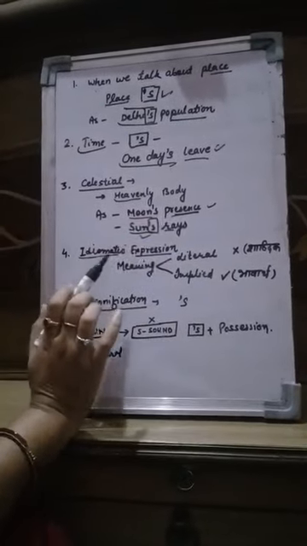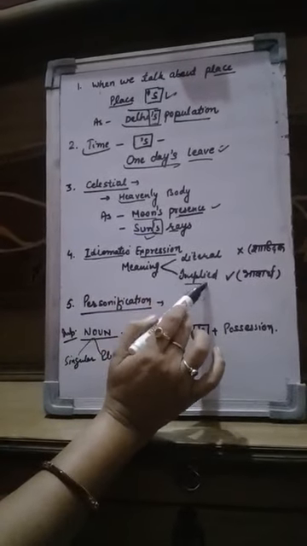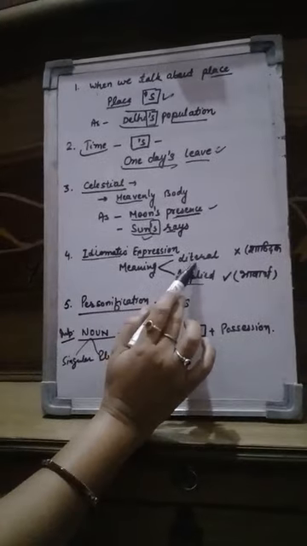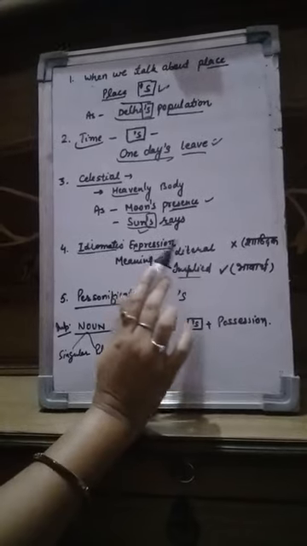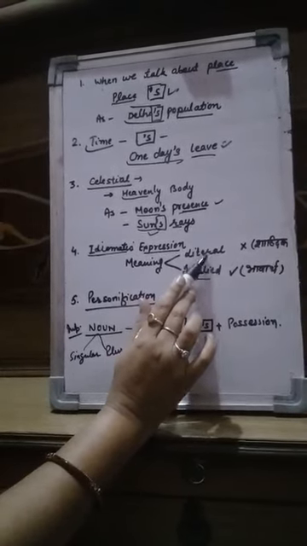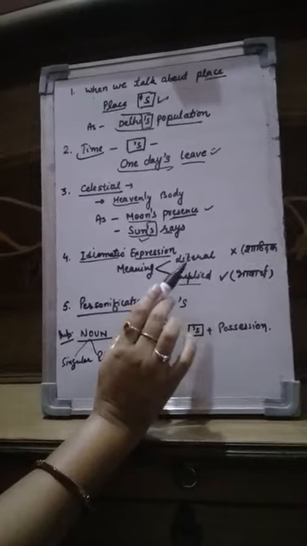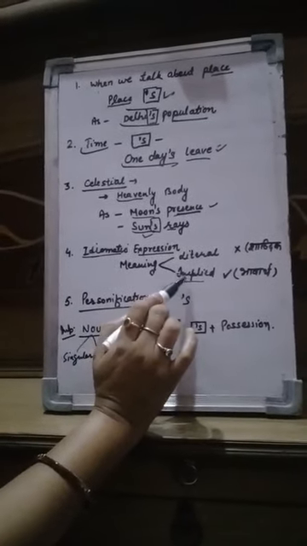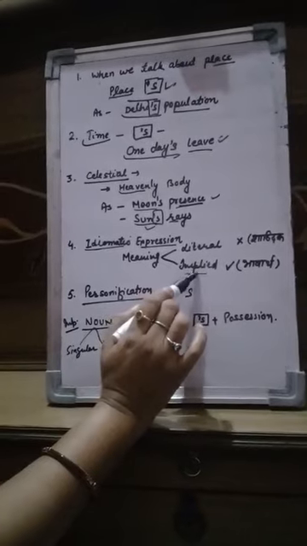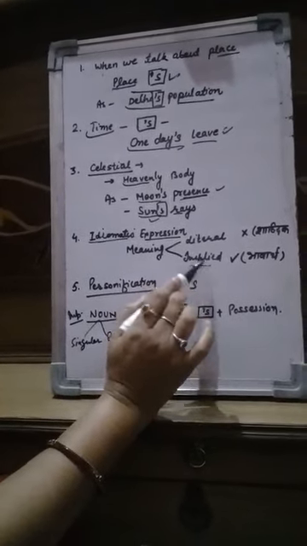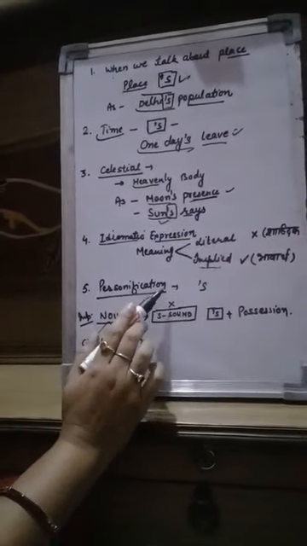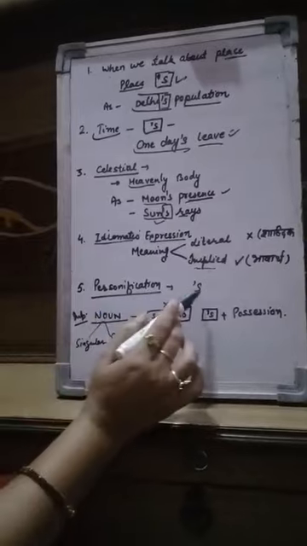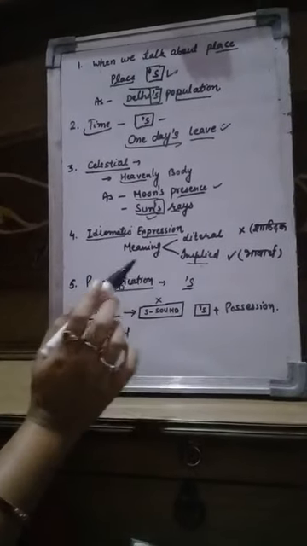Next one is idiomatic expression. We have two types, literal or implied. When we are talking about literal things, we do not use any apostrophe or possession with the noun. When it is implied, we have to use an apostrophe with the noun. Next one is personification. When we are talking about personification, we have to use an apostrophe with the noun.